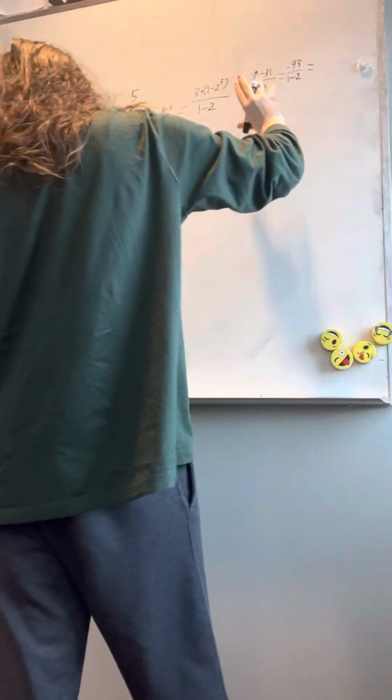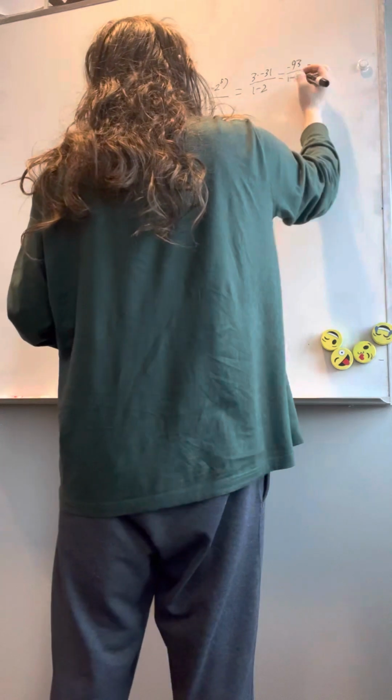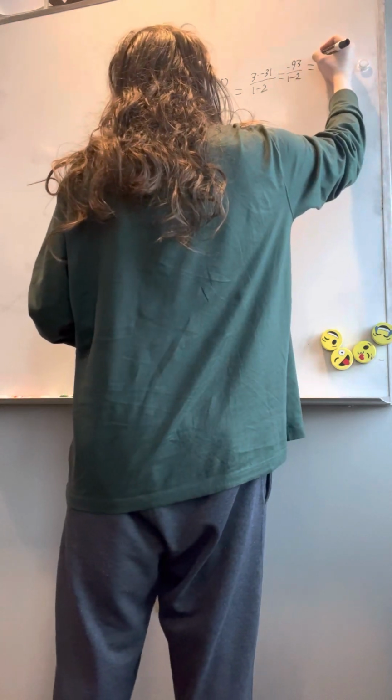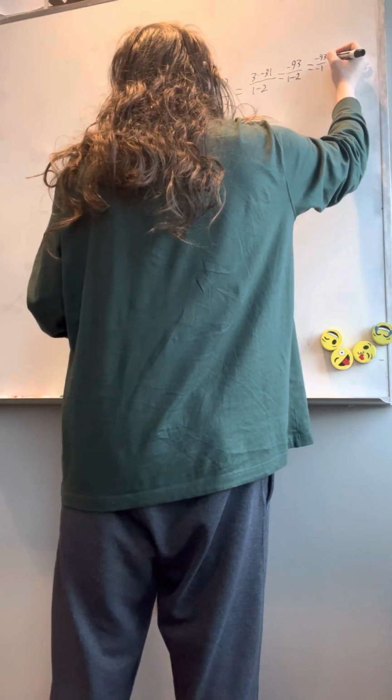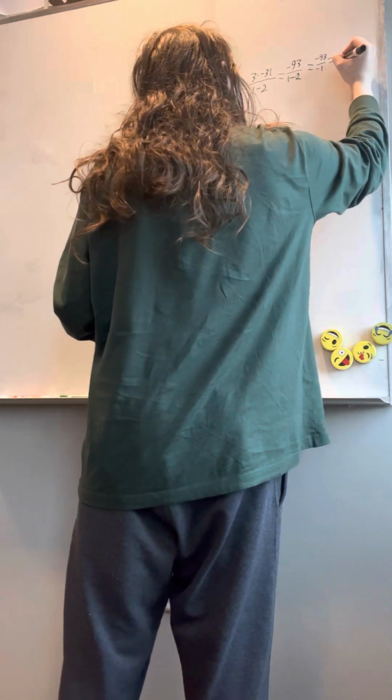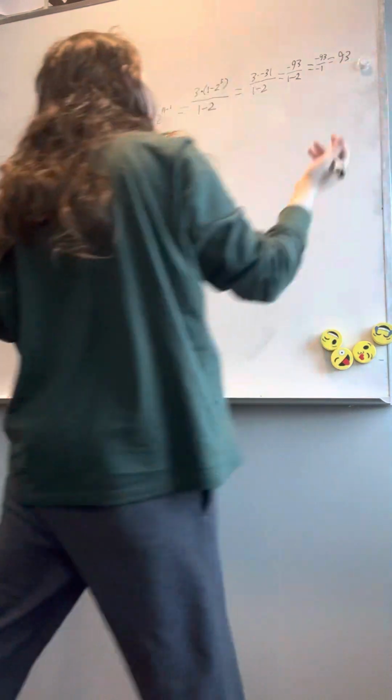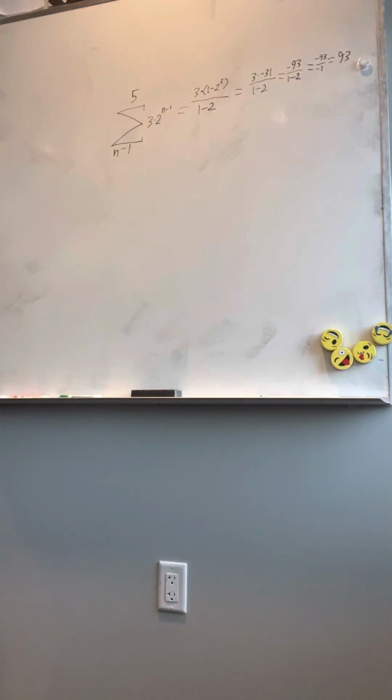Then I finally turn this into what this down here is. So it's negative 93 over negative 1, which just straight up equals 93. Awesome. So that's the answer, it's a number.